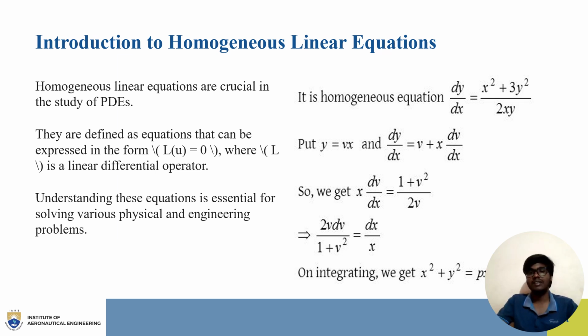A homogeneous equation would be in the form of Mdx plus Ndy equal to 0. Here we can have an example dy by dx equal to x square plus 3y square plus 2xy, where we can put y equal to vx, then dy by dx equal to v plus x of dv by dx. And so we get x into dv by dx equal to 1 plus v square by 2v, where 2v into dv by 1 plus v square equal to dx by x. On integrating, we get x square plus y square equal to cx, where this is the homogeneous form of an equation.